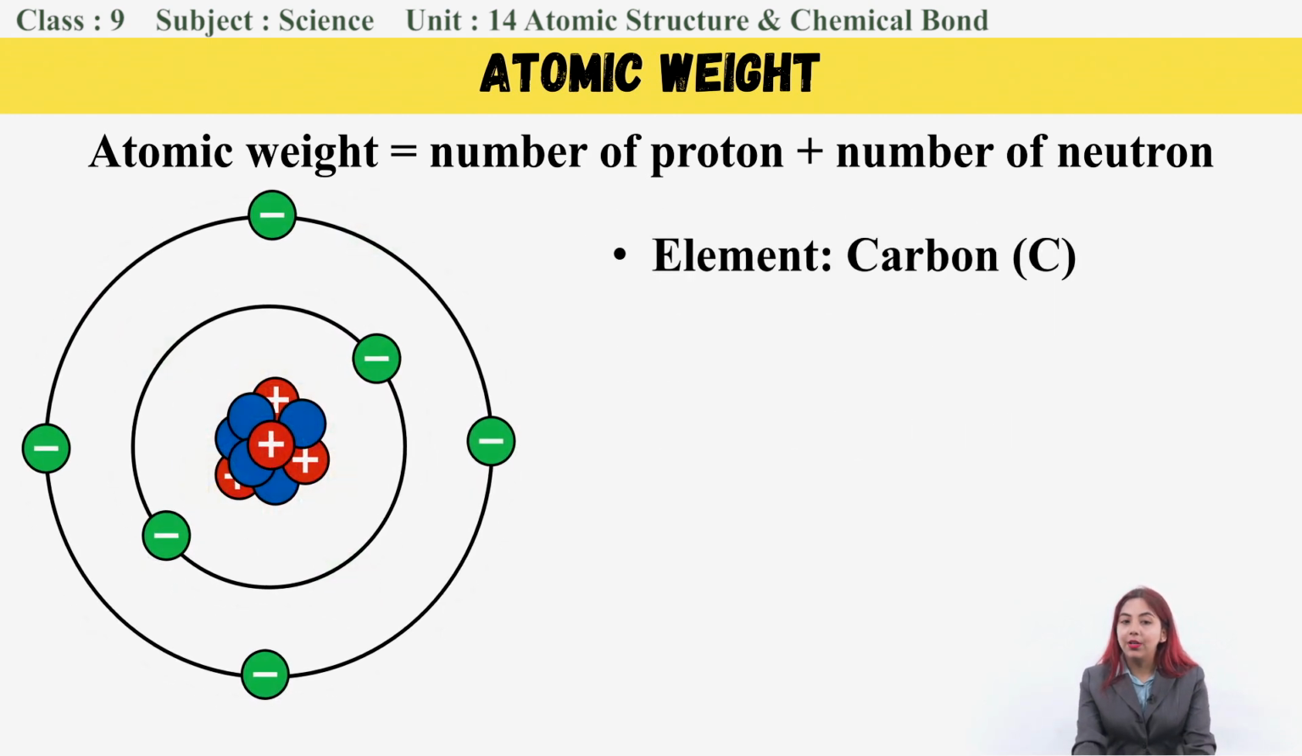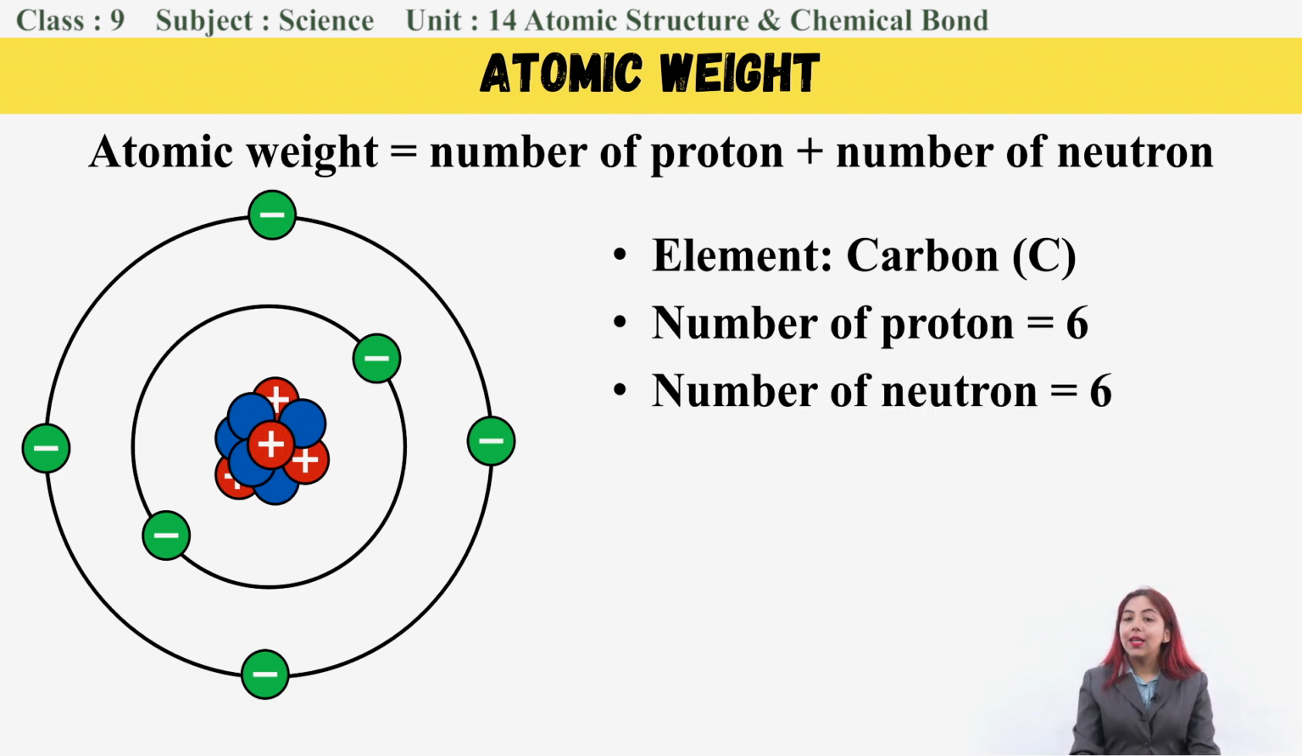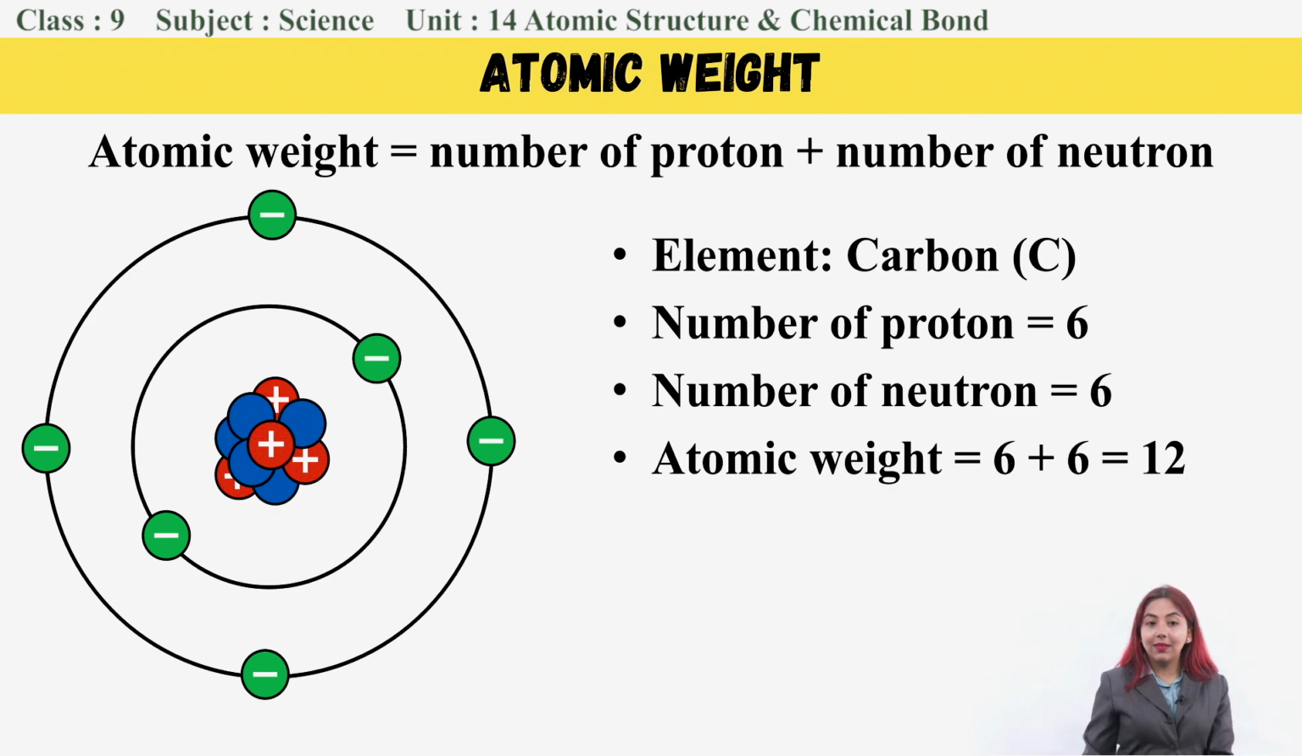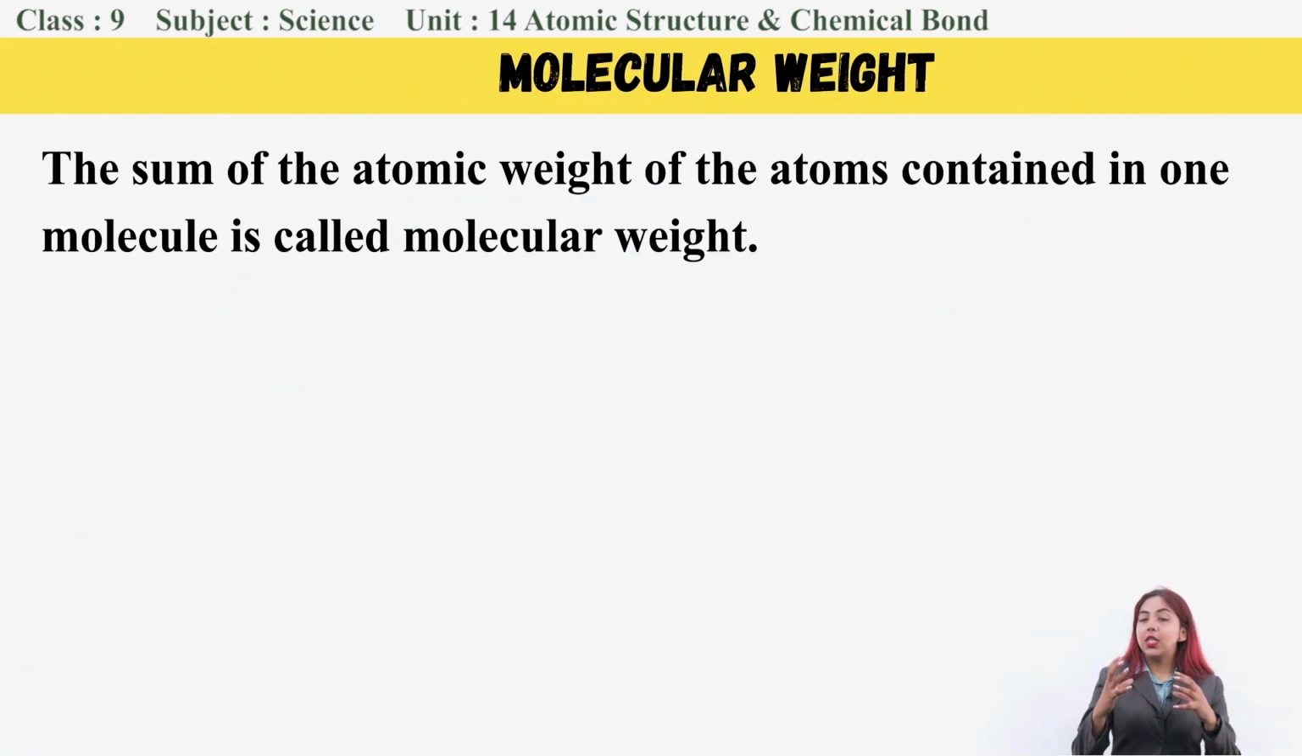Similarly, carbon. Carbon has 6 protons. It has 6 neutrons. So the atomic weight of carbon becomes 6 plus 6, that is 12. Now we already understand what the atomic weight of an element is. Now let us see what molecular weight is. The molecular weight is the sum of the atomic weights of the atoms contained in the molecule.